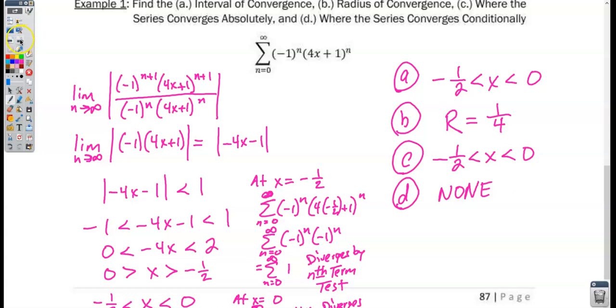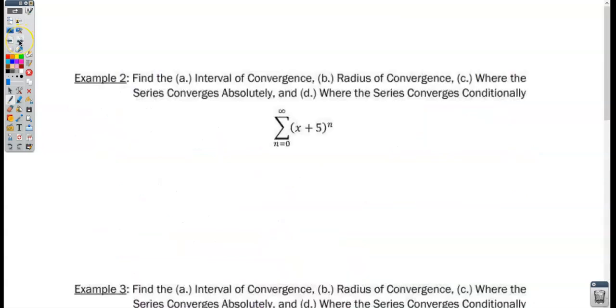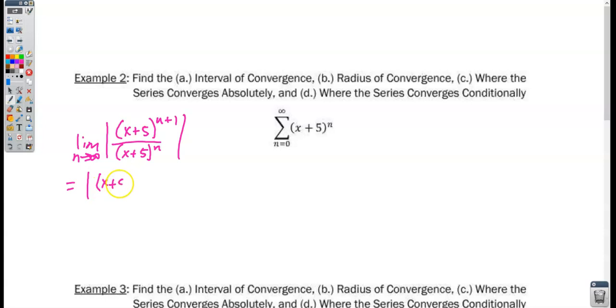All right, let's do one more here. Let's jump on example 2. Find the interval of convergence, the radius of convergence, where the series converges absolutely, and where it converges conditionally. I set up my ratio test: the limit as n goes to infinity of |(x+5)^(n+1) / (x+5)^n|. Again, this turns into just the absolute value of x plus 5.